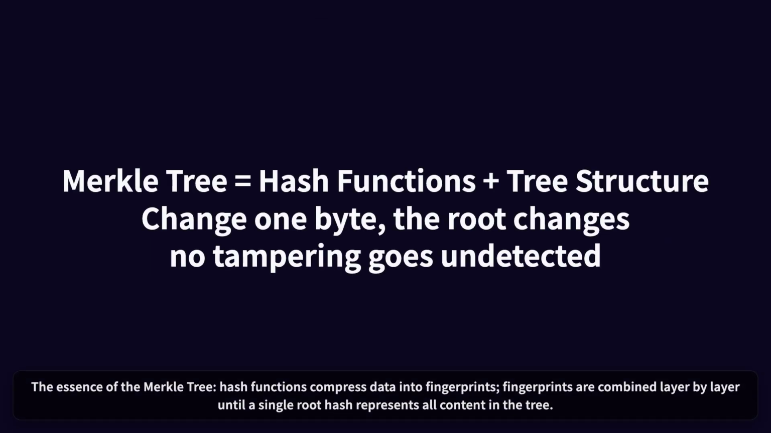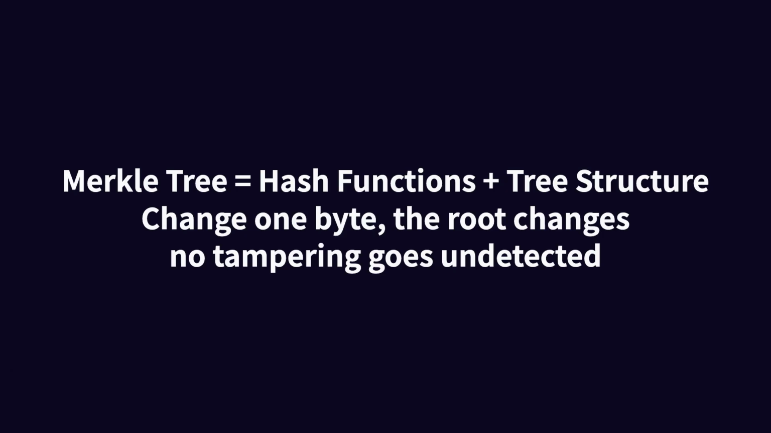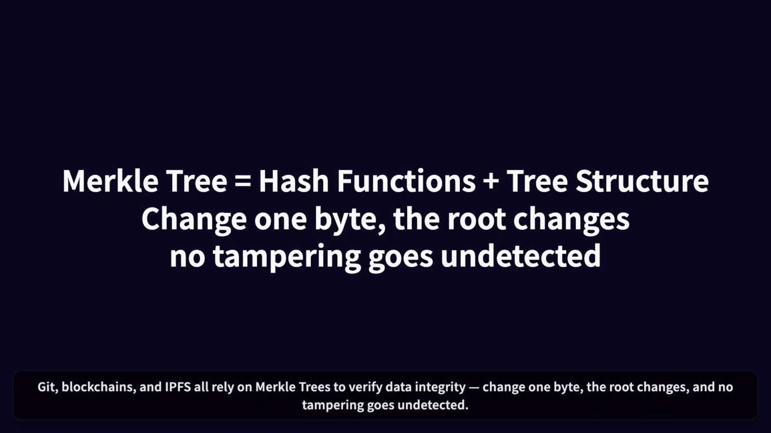The essence of the Merkle tree: hash functions compress data into fingerprints. Fingerprints are combined layer by layer until a single root hash represents all content in the tree. Git, blockchains, and IPFS all rely on Merkle trees to verify data integrity. Change 1 byte, the root changes, and no tampering goes undetected.